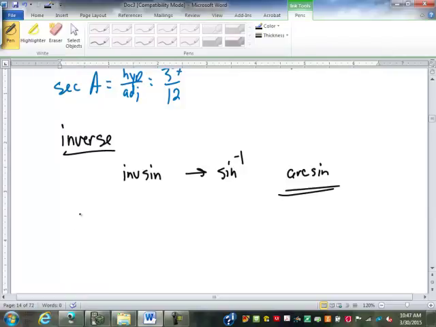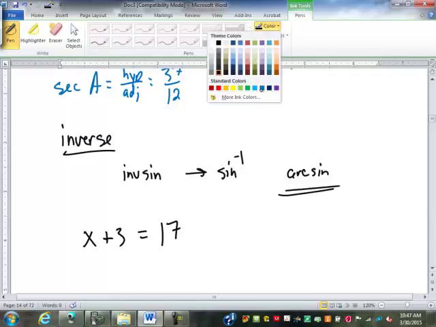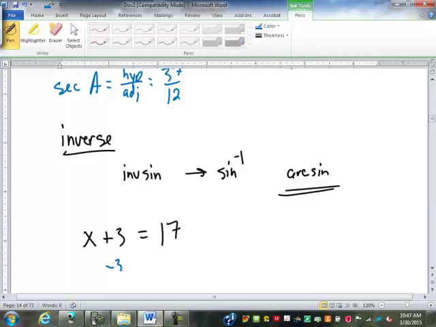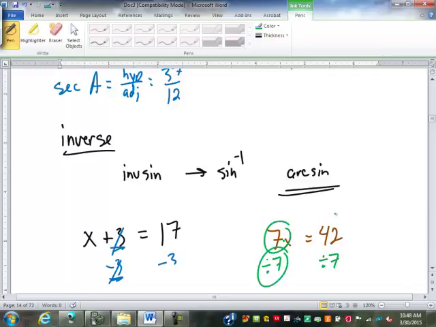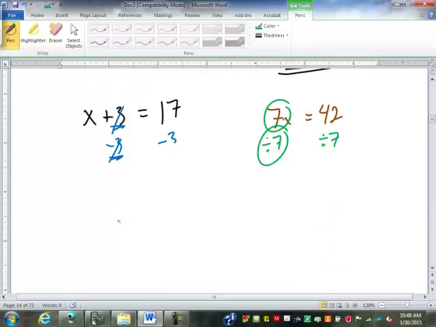When we solved equations, if we had x plus 3 equals 17, what did we do to solve the equation? We subtracted 3. Because subtracting 3 is the inverse of adding 3. They undo each other or reverse each other. If we had an equation that was 7x equals 42, what did we do to solve it? Divided by 7. Because multiplying by 7 and dividing by 7 were inverses. They cancel each other out. They reversed each other.